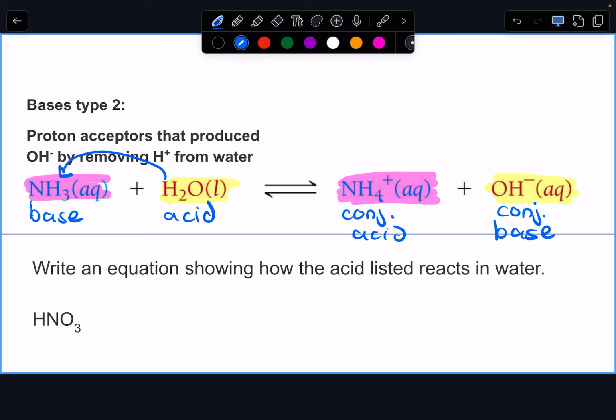And also you can see the other definition of a base is that it produces OH minus, and one of the products here is OH minus. So you stick ammonia, NH3, in water, it will produce OH minus, so that's the Arrhenius definition. And in the Bronsted-Lowry definition, it produces the OH minus by accepting that H+ from the water.